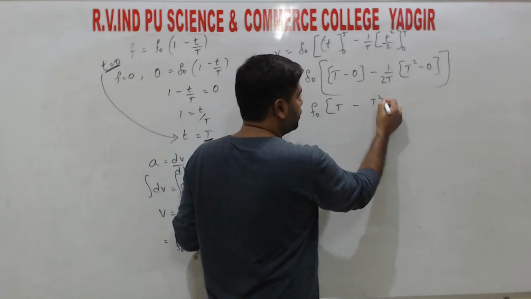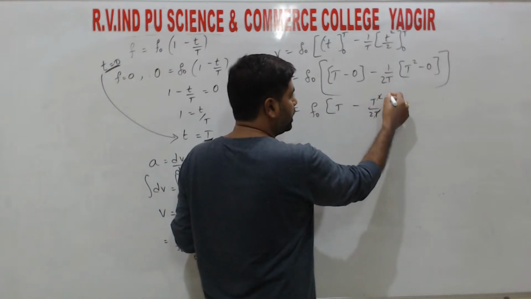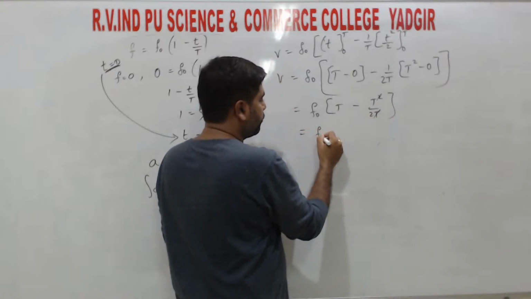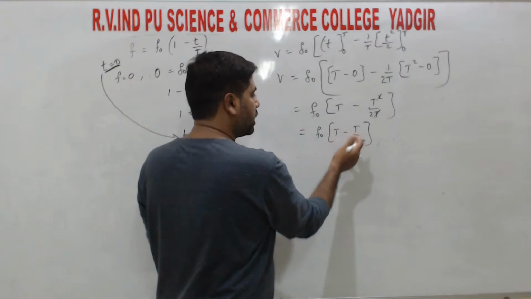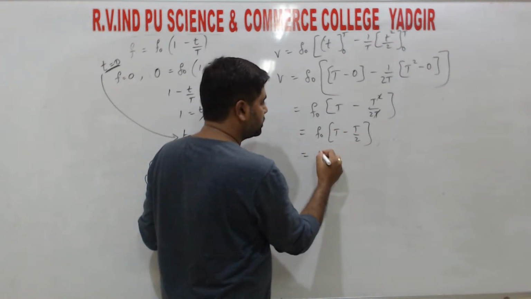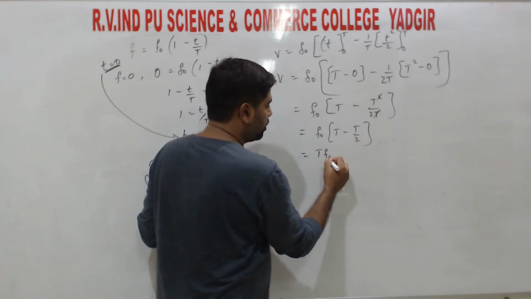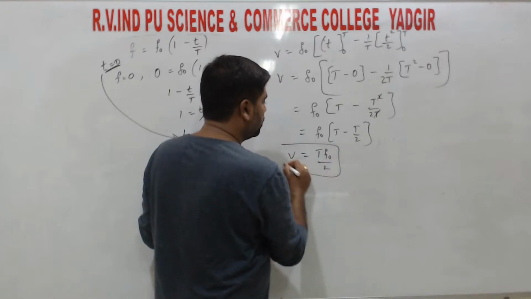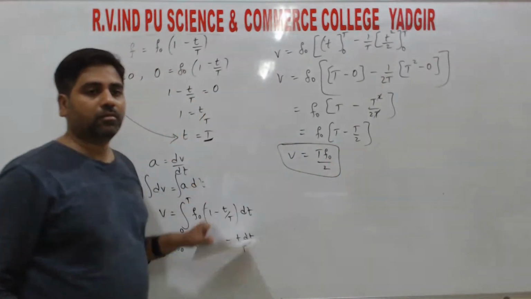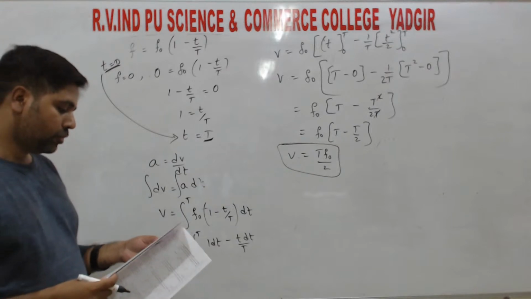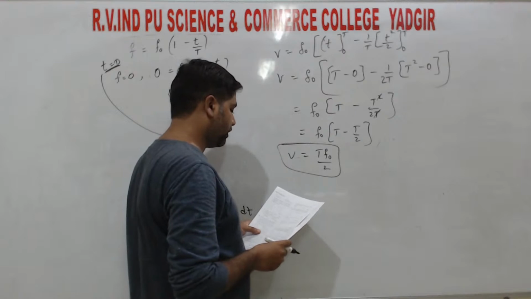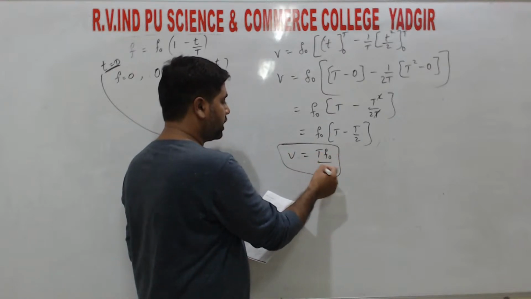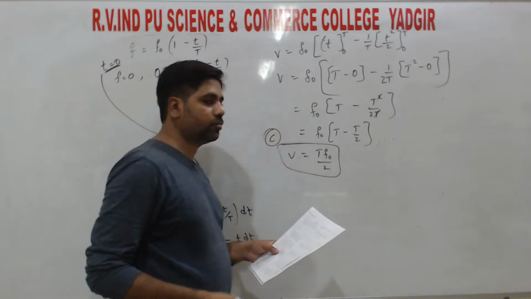Minus t square by 2t. So t gets cancelled. So f naught into t minus t by 2. So take an LCM to t minus t, that is t by 2. So t f naught by 2. So this gives what? The velocity v, right? So the option is option C, that is f naught t by 2.